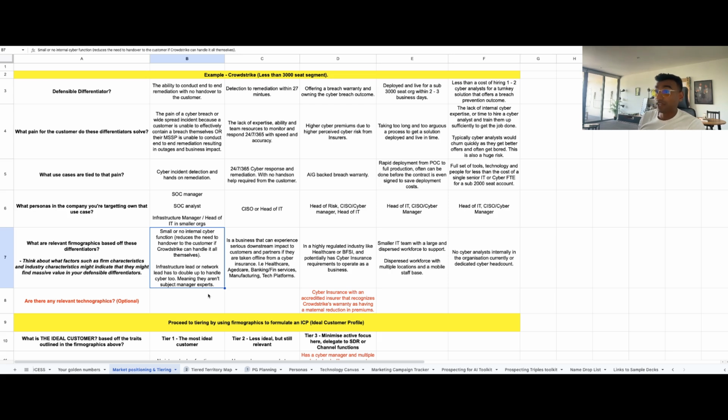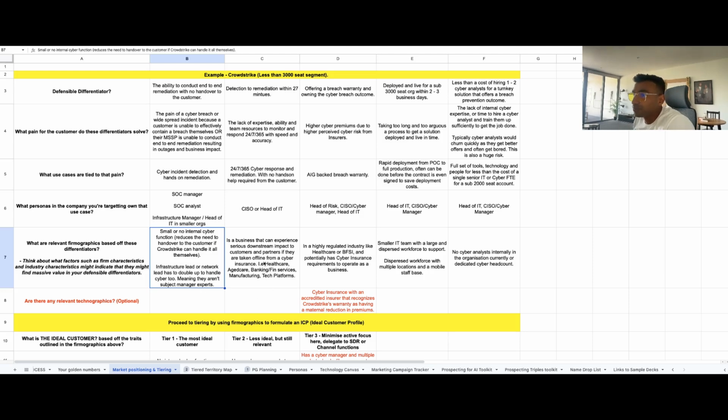Can you imagine the level of cyber risk those people would be facing, right? And so if their infrastructure lead or network lead had to double up as a cyber person, Jesus Christ, that is a lot of pressure to put on a non-cyber stakeholder. That is serious pressure, right? So these are the firm characteristics.